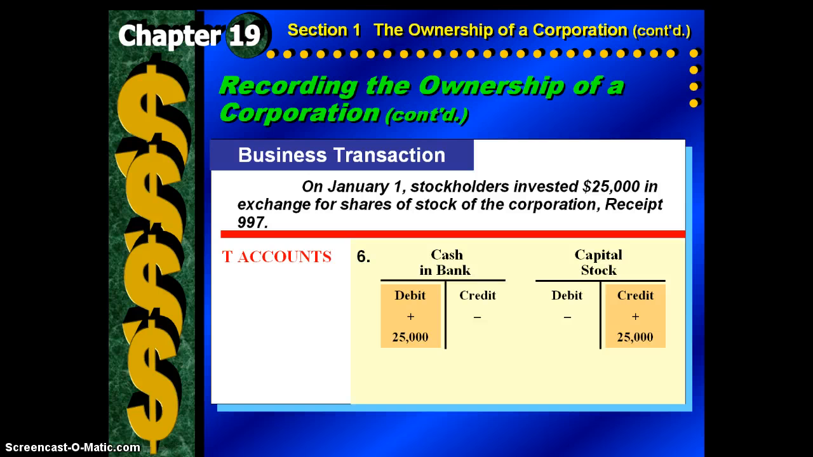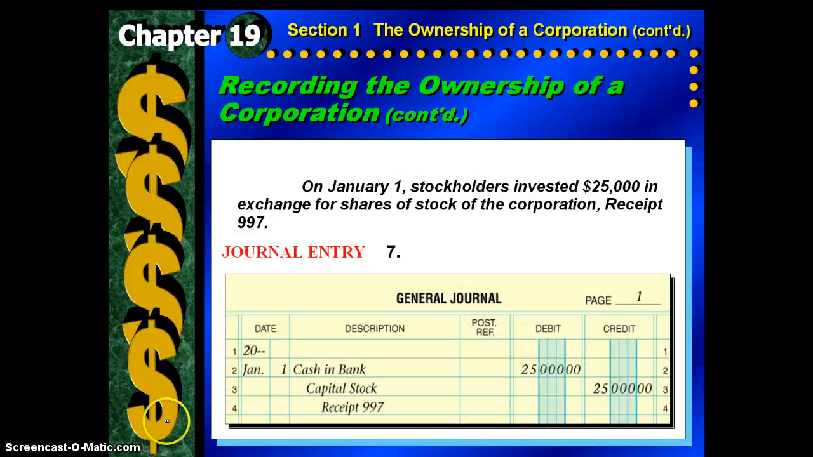Okay? Now, how do we go ahead and journalize this transaction? Again, back to our Accounting 1 basics, we're going to go ahead into our journal. Since this is the first line of the journal, we're going to go ahead and put in the year. Okay? Next line, we're going to go ahead and put in the month and the day. Okay? We're going to put our debit first, as always. We're going to align to the left. Cash in bank is debited, $25,000 in the debit column.